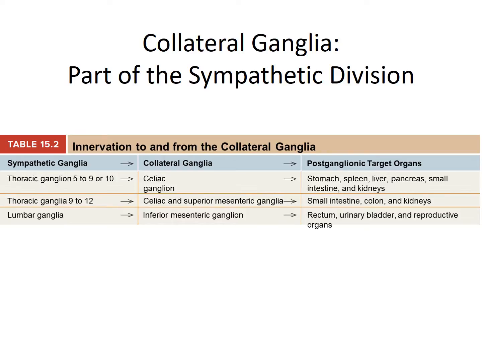So, preganglionic fibers from T5 to T9 or 10 are going to synapse with a collateral ganglion called the celiac ganglion, and the postganglionic neurons that synapse here are going to innervate the stomach, the spleen, the liver, the pancreas, the small intestines, and the kidneys.